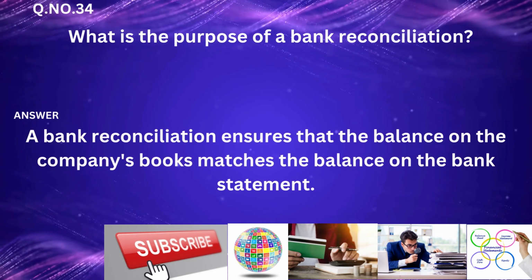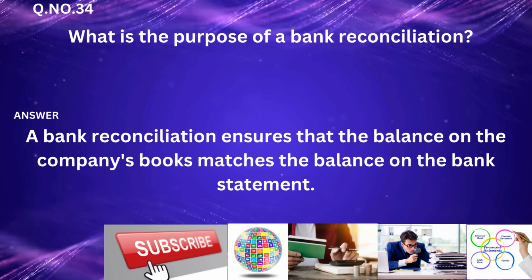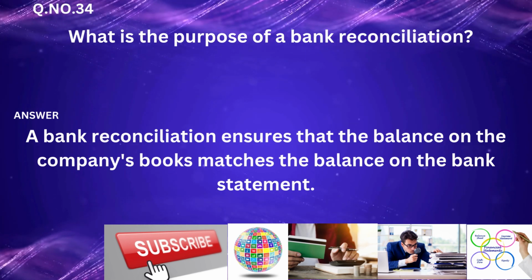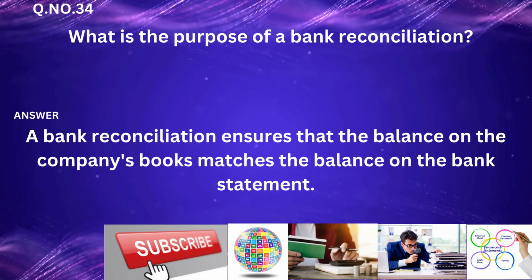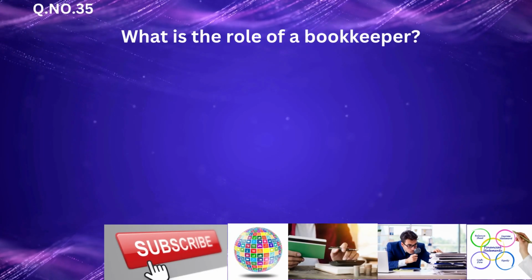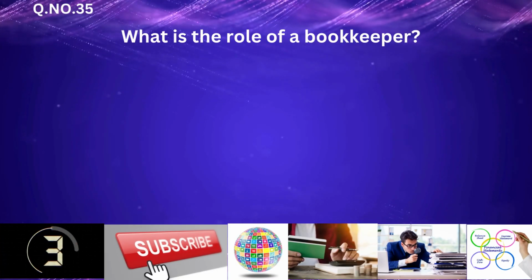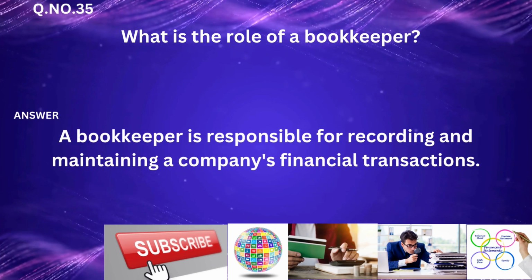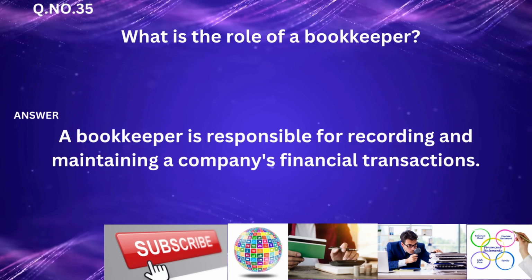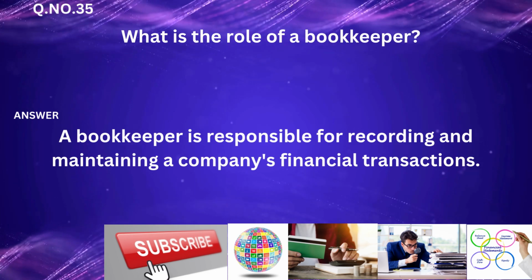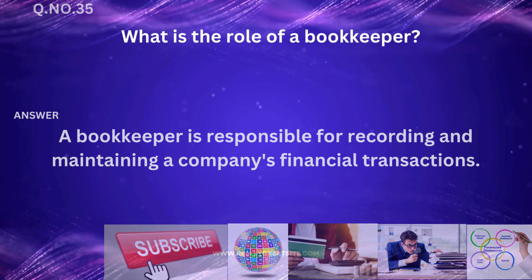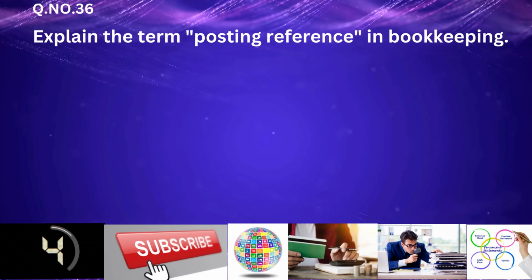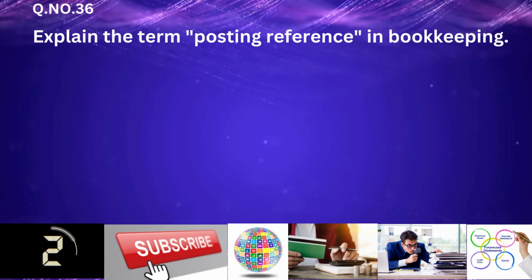Question 42. What is a credit memo in bookkeeping? Answer: a credit memo is a document issued to reduce the amount a customer owes due to returns or overpayments. Question 43. What is a debit memo in bookkeeping? Answer: a debit memo is a document issued to increase the amount a customer owes, usually due to additional charges.